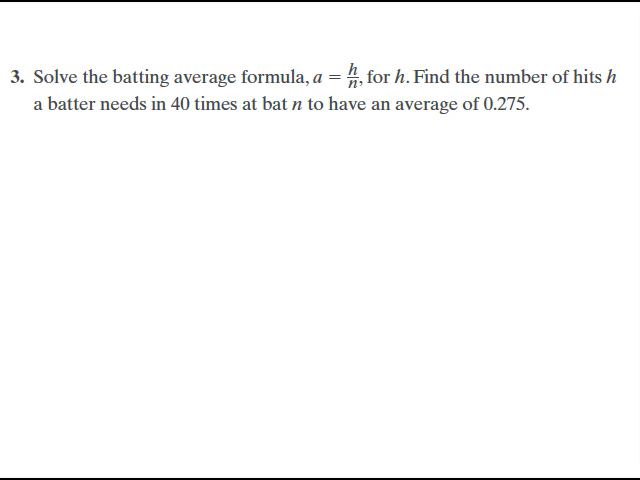Pause the video if you need to make any corrections to this example. Number 3. Solve the batting average formula A equals H over N for H. Find the number of hits H a batter needs in 40 times at bat N to have an average of 0.275. Solve this problem on your own. Try to solve it on your own. So pause the video. When you're done, go ahead and start the video again and see how you did.